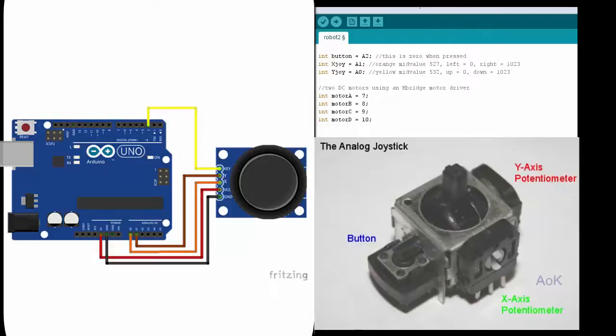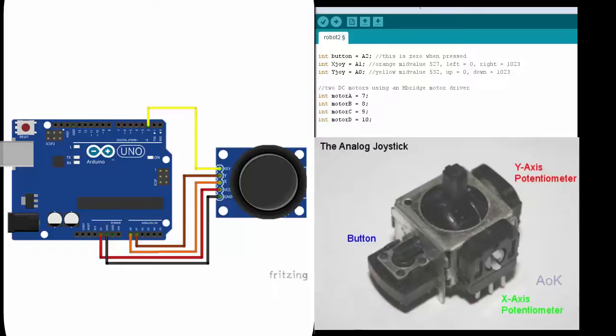In this code, I've already calibrated it to figure out what the different positions are. So when the joystick is in the neutral position, the X value is around 500 and the Y value is around 500 as well. When you move the joystick left, the X value goes down towards 0. When you move it right, the X value goes towards 1023. And then similarly for the Y values, when you push the joystick up, they go towards 0, and when you push the joystick down, they go towards 1023.